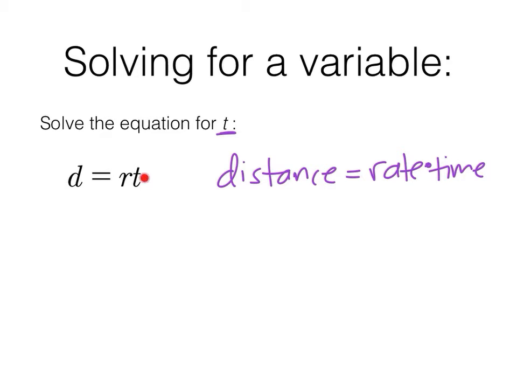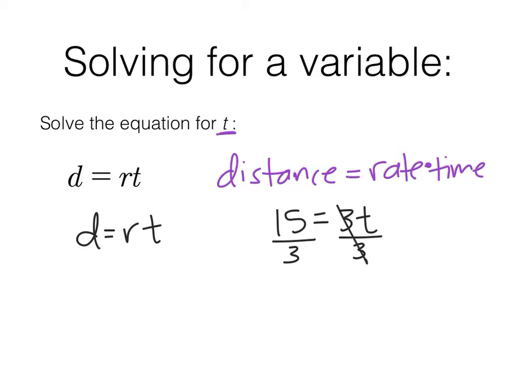So what I want you to think about is this, d equals rt. I'm going to write it again. It's kind of the same thing as saying 15 equals 3t, if the distance were 15 and the rate were 3, like 15 miles and 3 miles per hour. What would I do to solve this equation? I would divide by 3 on both sides. That would cancel the 3's on the right, and it would give me t equals 5.